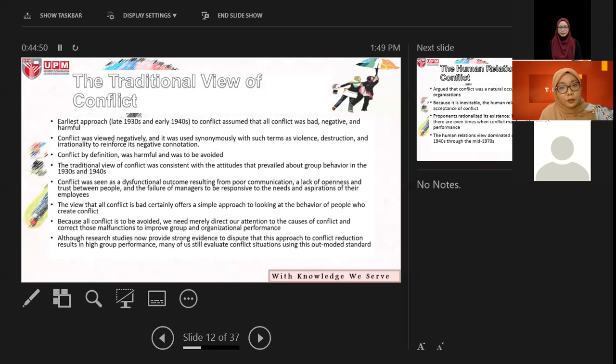Okay, so the traditional view ni is the earliest approach which has been introduced in the late 1930s and early 1940s. It assumes that all conflict was bad, negative and harmful. According to the traditional view, all conflict was bad. Semua jenis konflik, either the differences in ideas, differences in thought, differences in actions are bad. It should be avoided because it is harmful.